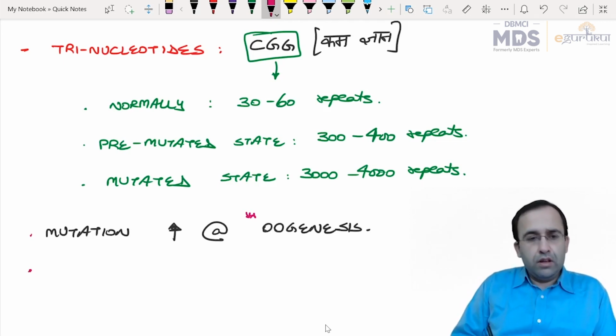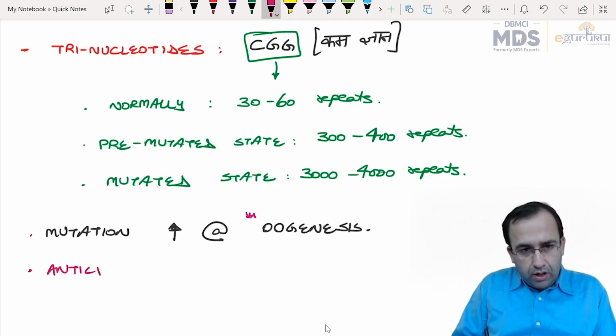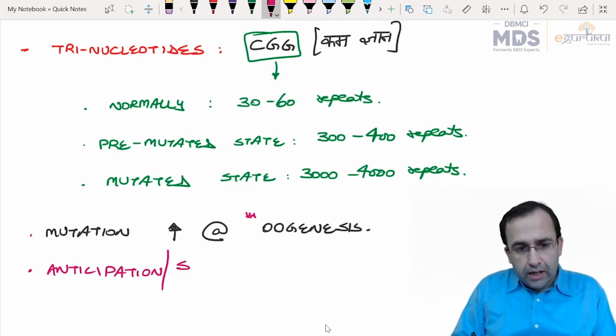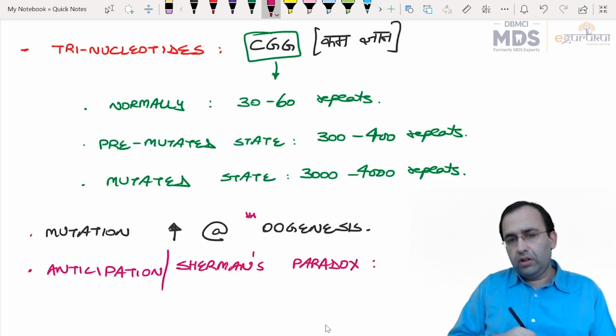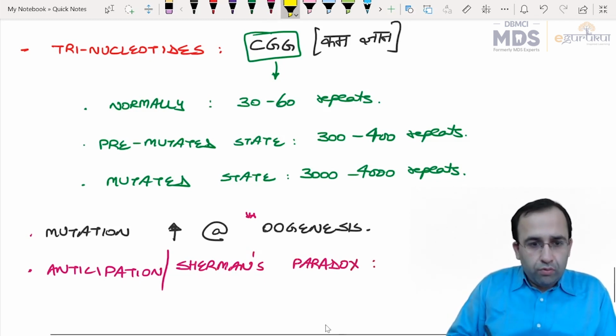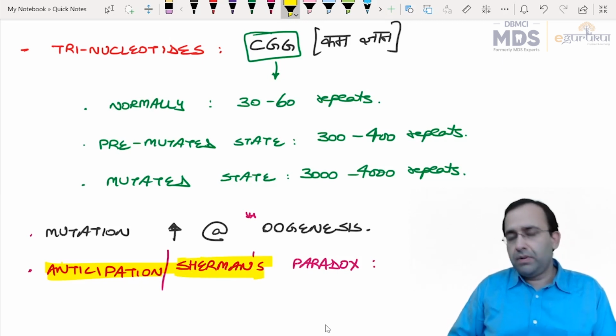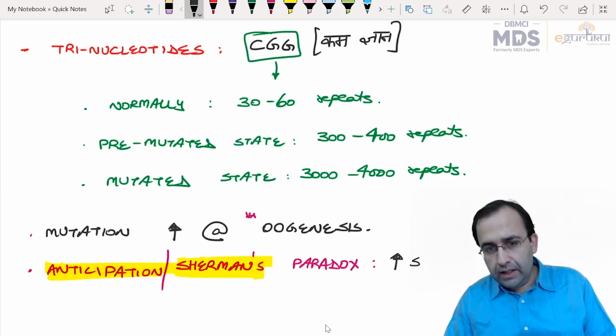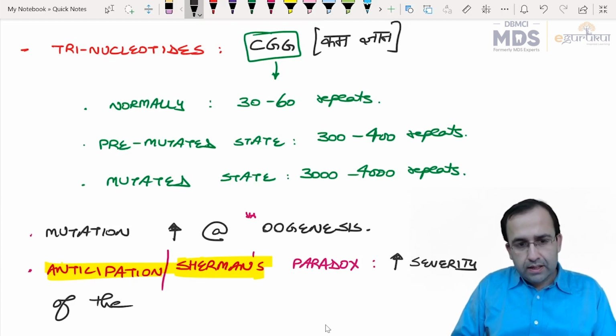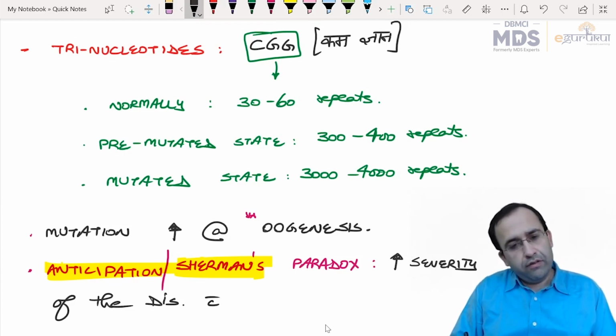This principle is called anticipation, or Sherman's paradox. What is anticipation or Sherman's paradox? It is increasing severity of the disease with successive generations.